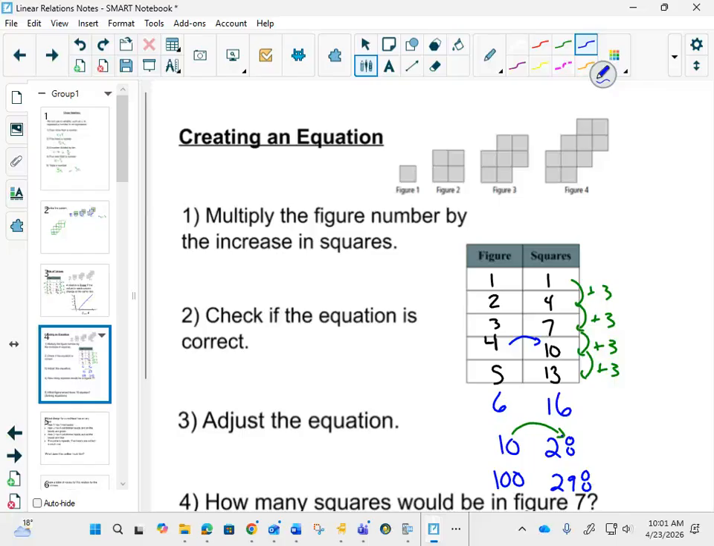3 times 10 is 30. Minus 2, does it work? Mhm. What about 3? What's 3 times 3? 9. Minus 2, does it give you 7? Yeah. What about this one? 3 times 5? Minus 2, does it give you 13?